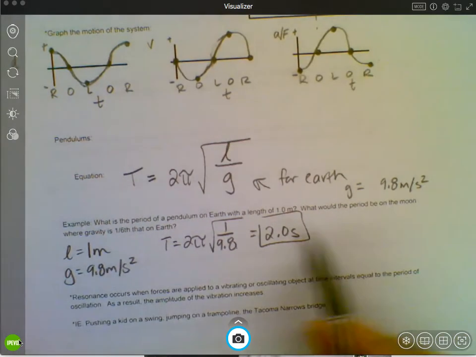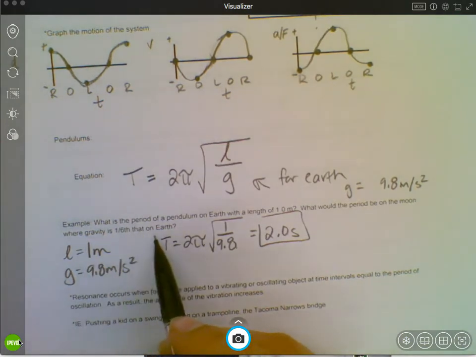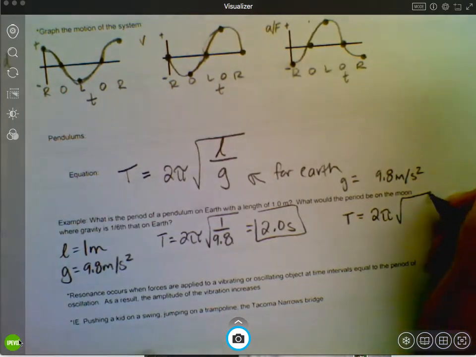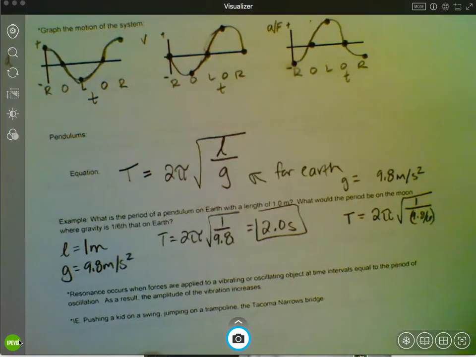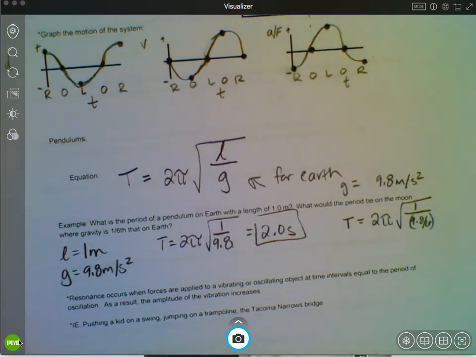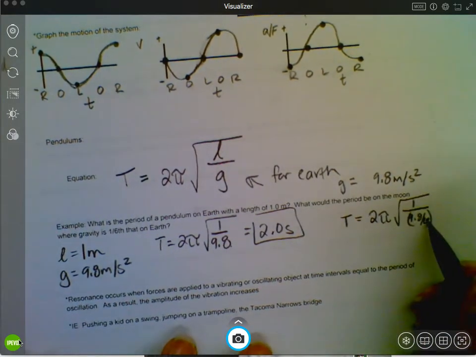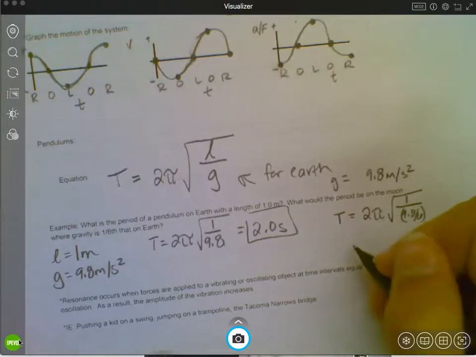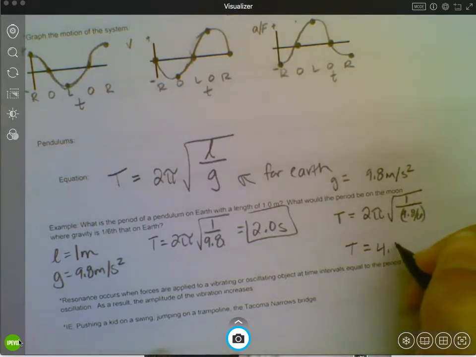Now, what would the period be on the moon, where gravity is 1/6 that of Earth? So now, the thing that changes is this is actually 9.8 divided by 6. So it's 1/6 that. So 9.8 divided by 6 is 1.63. 1 divided by that, and then square root, and then times 2 times pi. You get a period of about 4.9.